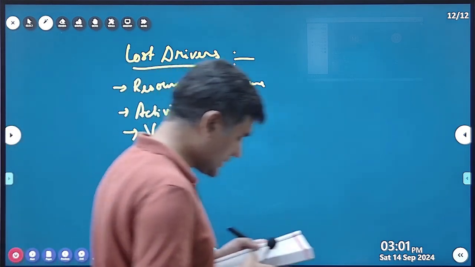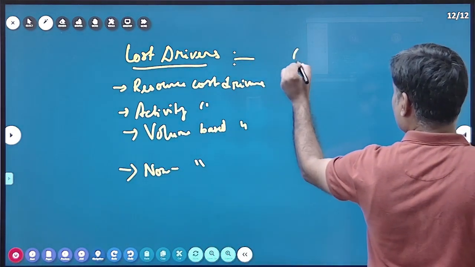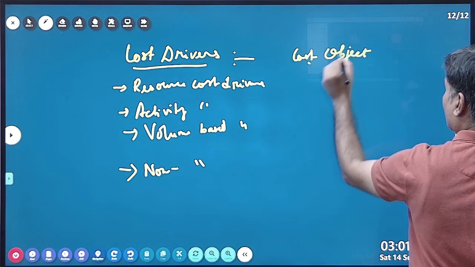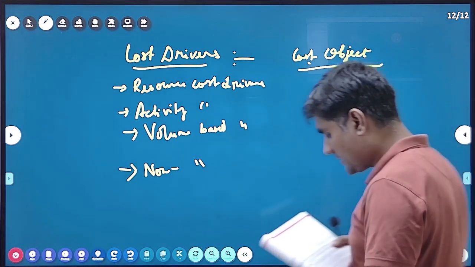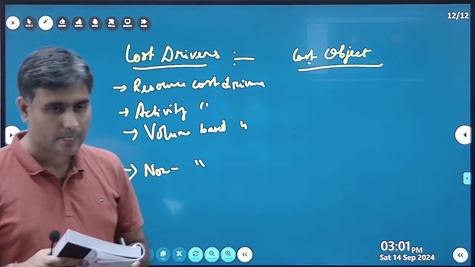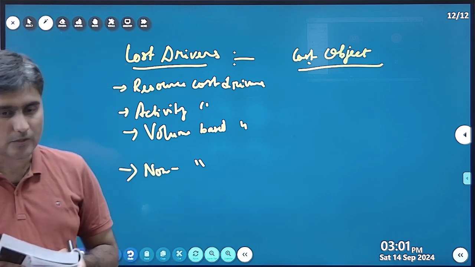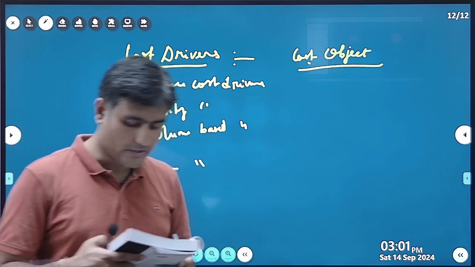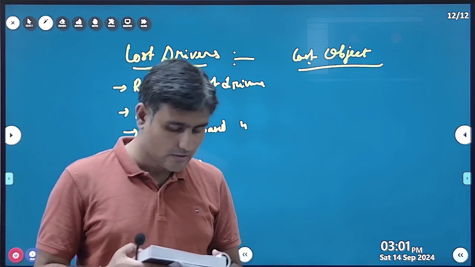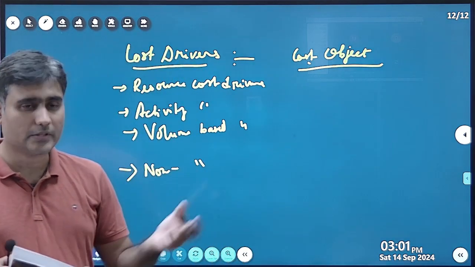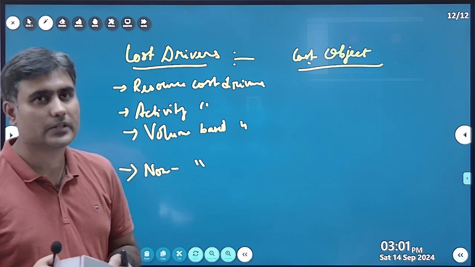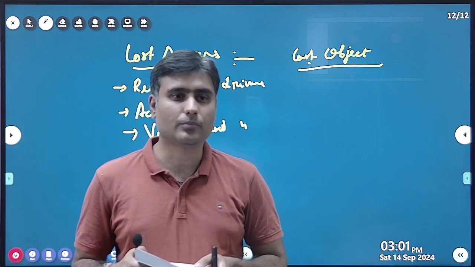Then the next topic is cost object. It is an item for which cost ascertainment is required. For example, a product, a service, a job, a work order number, or a customer, etc. Generally, our cost object till now was a product. Till now we had been ascertaining the cost of a product.